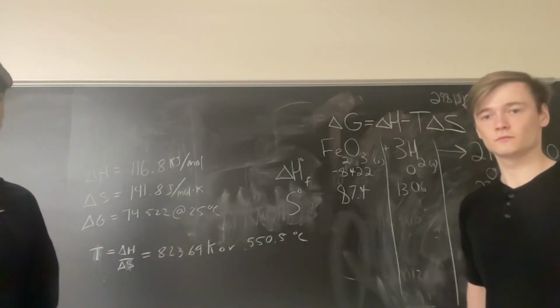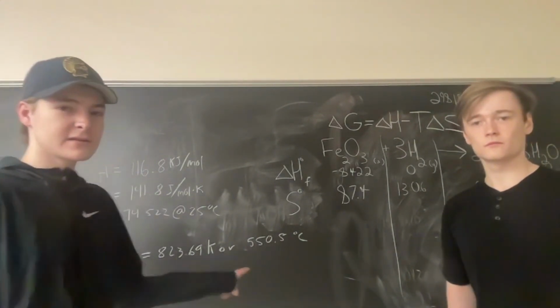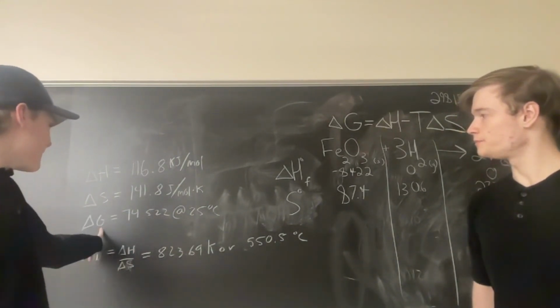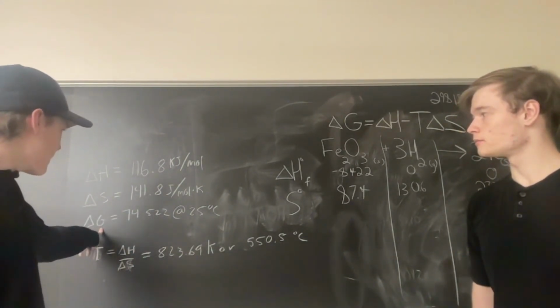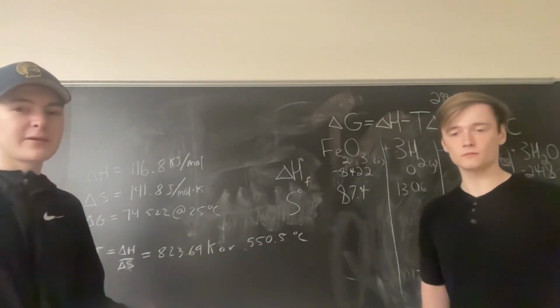And we've also learned that when you have a positive delta H and a positive delta S, the reaction can be favorable, but it needs to be at a high enough temperature. We calculated it first at 25 degrees Celsius and found that the delta G was positive, meaning it was not favorable, or would not happen spontaneously.